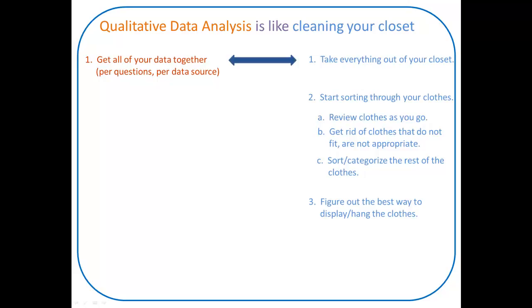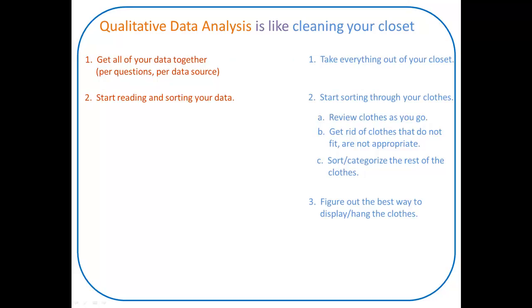Now, you might decide that you're going to look at your data per question. So let's say, for example, you had a survey with some short answer questions. You might look at all the data from one of those questions and then look at all of the data from another one of those questions. So it'd be kind of like if you were cleaning 2 different closets at the same time. You clean one of them at a time. Or I might decide that I'm going to gather my data and look at it per data source. So I might take the first interview that I did and the second interview that I did, or the first focus group and the second focus group.